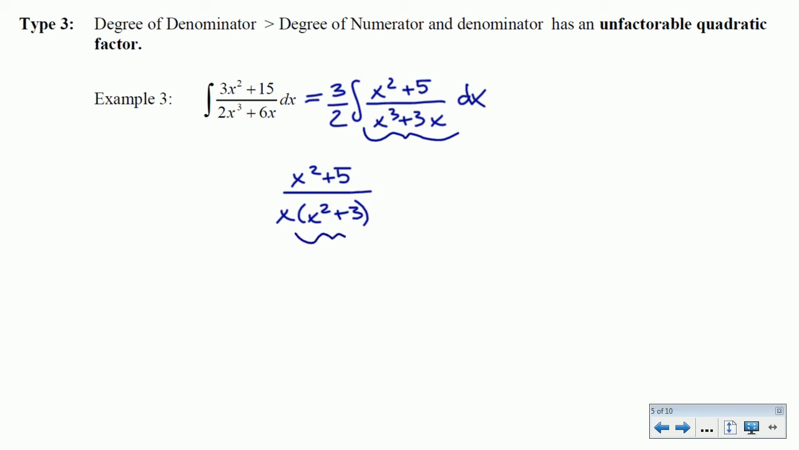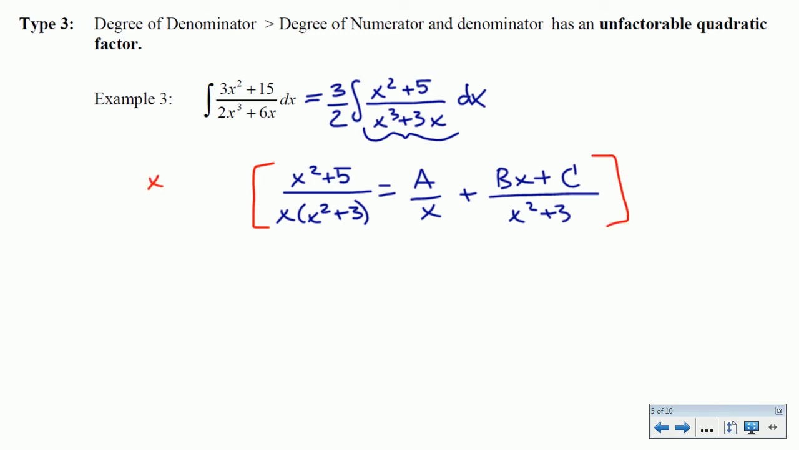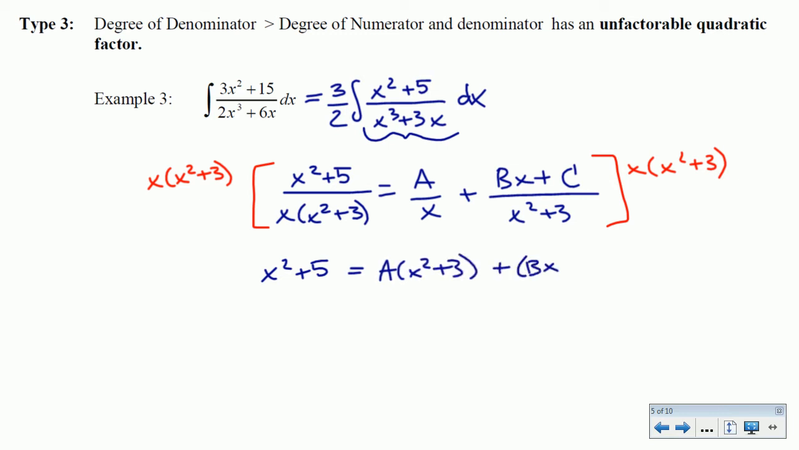Notice we have a nonlinear term appear in the denominator. If this happens, it might be possible to write this in the following way. So for this question, we're going to have A over x plus Bx plus C over x squared plus 3. Next, we're going to multiply both sides of this equation by x times x squared plus 3. So on the left side of the equation, we're left with x squared plus 5. And on the right side, we have A times x squared plus 3, plus Bx plus C, times x. So now we have x squared plus 5 equals Ax squared plus 3A plus Bx squared plus Cx.